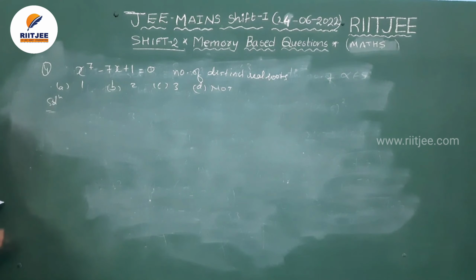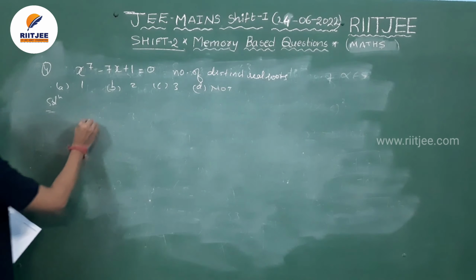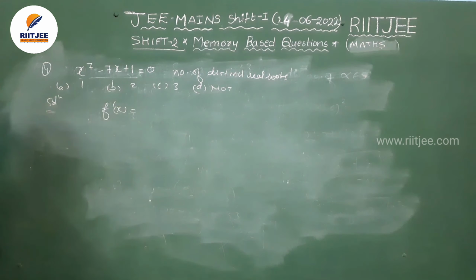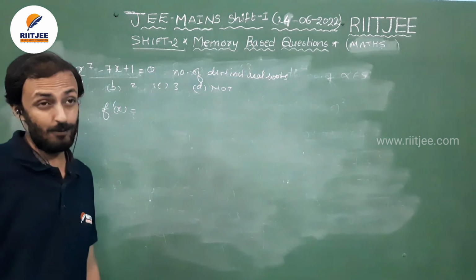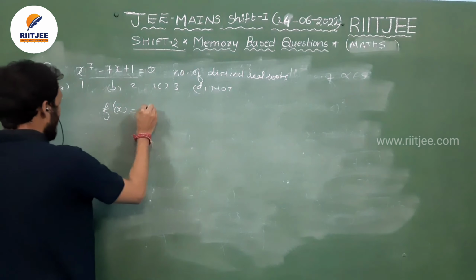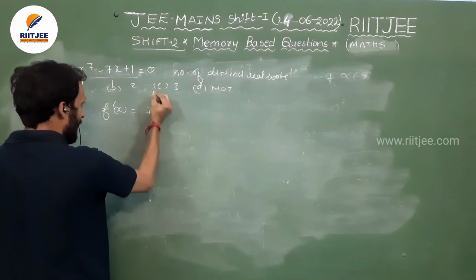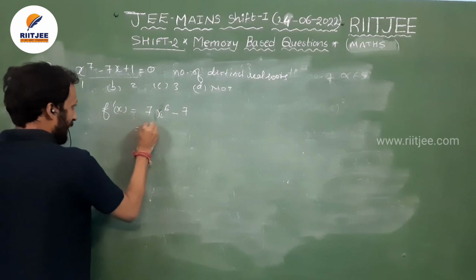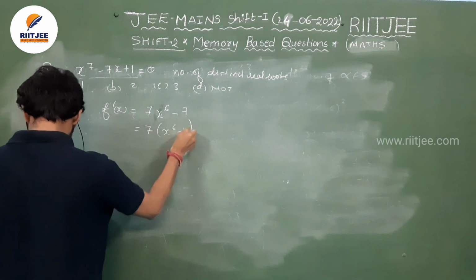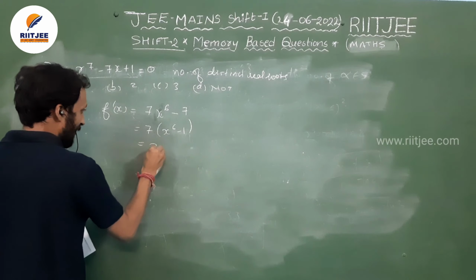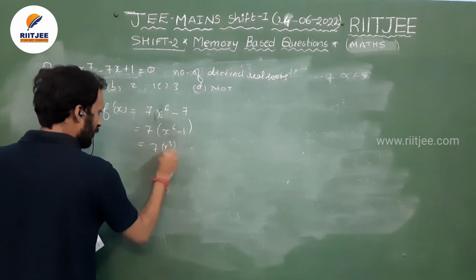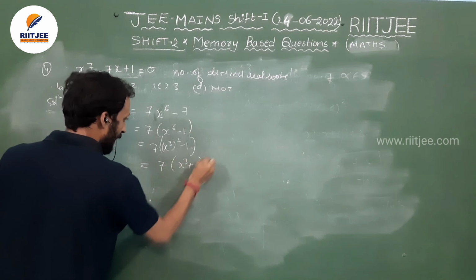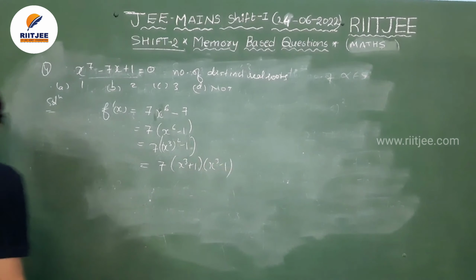Wait, what is f(x) over here? If I calculate f(x) as this, then what is f dash x? Theory of equations: the number of distinct real roots can be found from f dash x. So f dash x is nothing but 7x to the power 6 minus 7. So I can take it as 7 times (x to the power 6 minus 1). Okay, so it is written as 7 times (x cube) whole square minus 1, and this again can be written as 7 times (x cube plus 1) and (x cube minus 1).